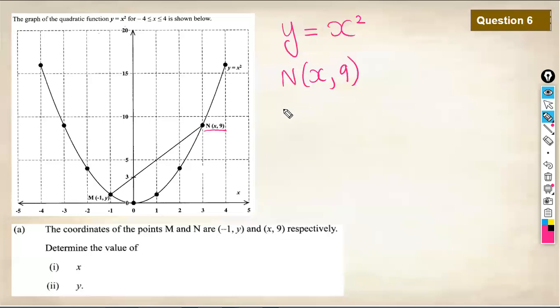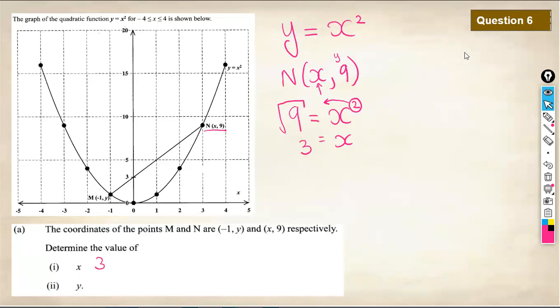So all they want us to do is go to the equation. Remember, this is y. Replace the y with 9 and put it equal to x squared. And we are trying to figure out the value of x, so we're trying to transpose to find x. Throw across the squared, you're going to get a square root. So x is going to be equal to 3.